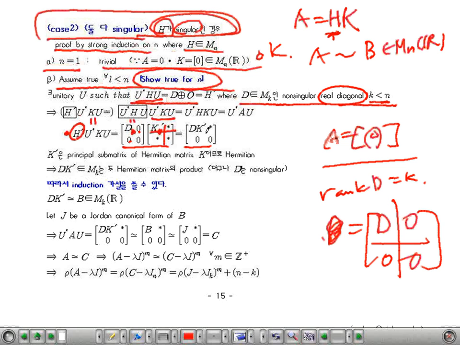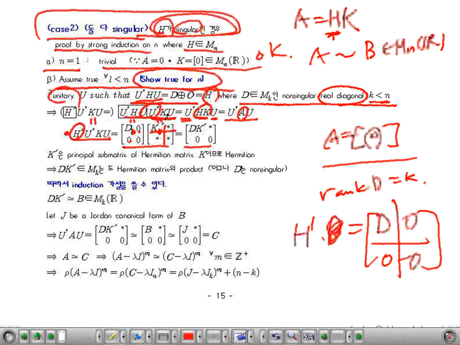So if we multiply it, this is H prime. H prime times U star KU is the same as this times this, and here U is a unitary matrix, so this is gone. So this is the same as U star HKU. HK is A, so this is U star AU. And this can be written this way similarly, as a block matrix like this.